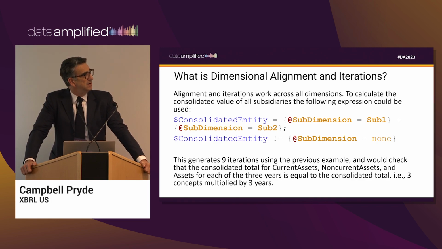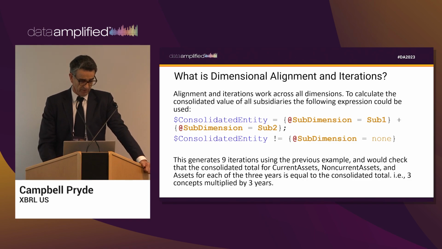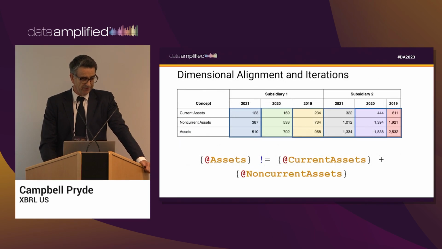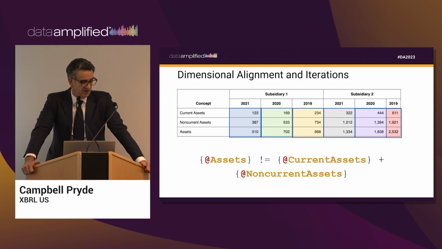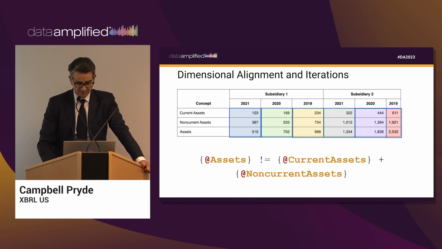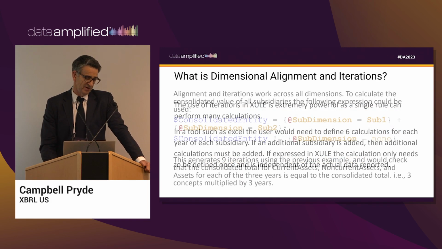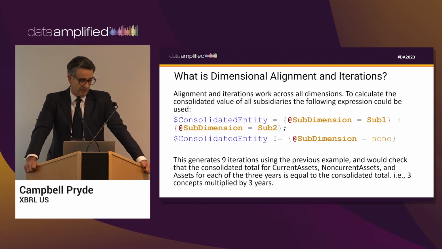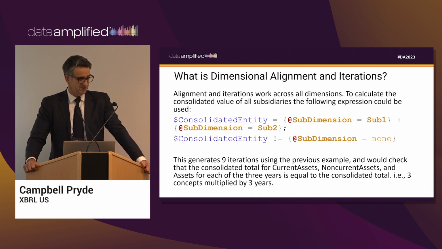But if you want to do these calculations other ways, on that same data, if I wanted to add the values, for example, to get current assets for subsidiary 1 and subsidiary 2, you can write other expressions as well. And what this is doing is saying, go and add the subdimension subsidiary 1 to the values for subsidiary 2.